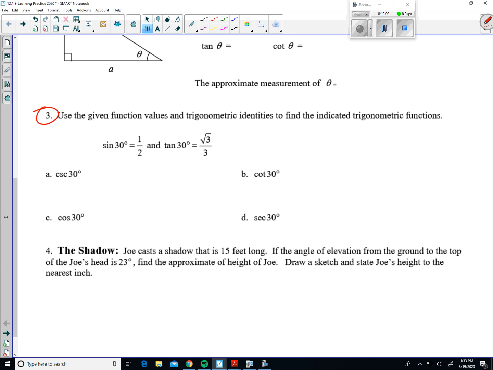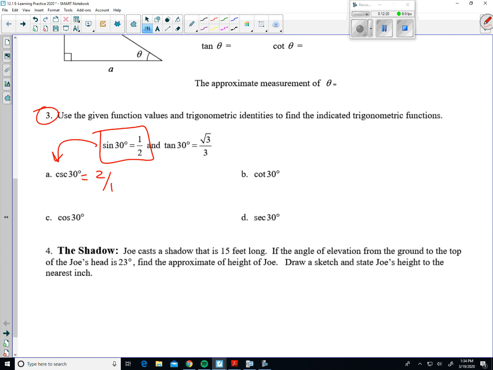But for this one, they're just kind of giving you pieces. So the first thing I would do is say, okay, what do I know about the sine function? Well, sine has a partner, right? Its partner, as far as its reciprocal goes, is cosecant. So if sine of 30 is 1/2, cosecant, that's 2 over 1.